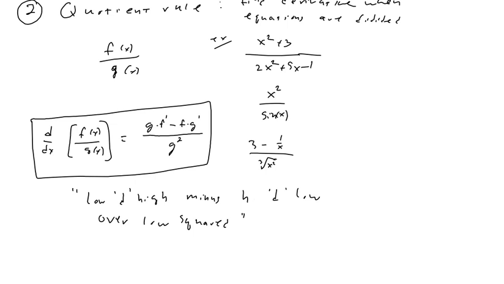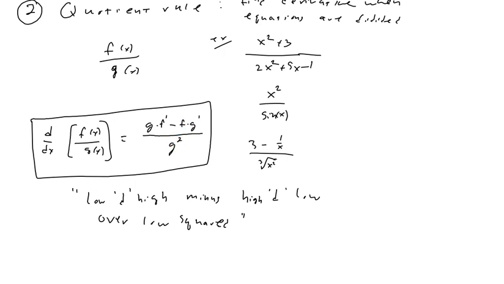Low d high minus high d low over low squared. That's how you're going to remember this quotient rule. Right? It's g low d high, g times f prime, low d high, minus high d low, f times g prime, low d high minus high d low over low squared, over g squared. And that's our quotient rule.